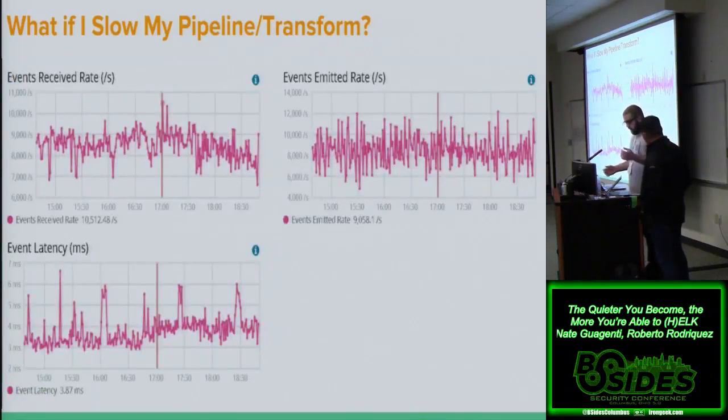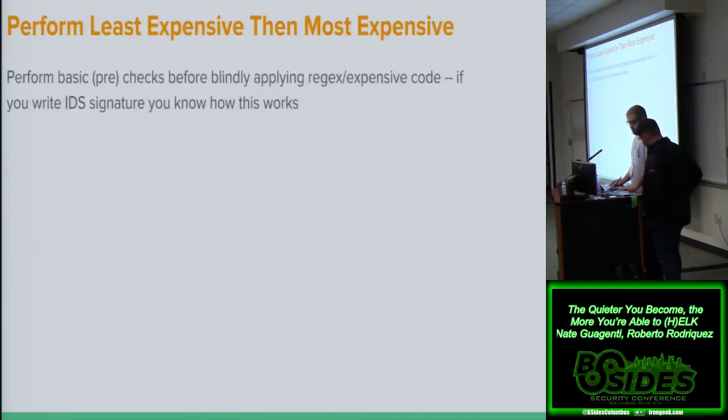If you don't believe me, this is a picture of one of my environments, about 10,000 EPS. This is without a message queue in front. You can see in the bottom left, maybe not, that the event latency is under 4 milliseconds, and that's with over 4,000 lines of Logstash code. So I'm going to give you a few examples of how to not make it slow, I guess.